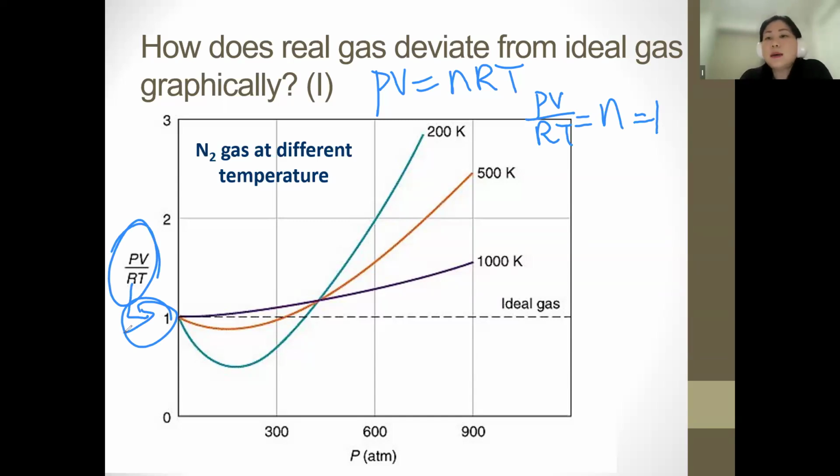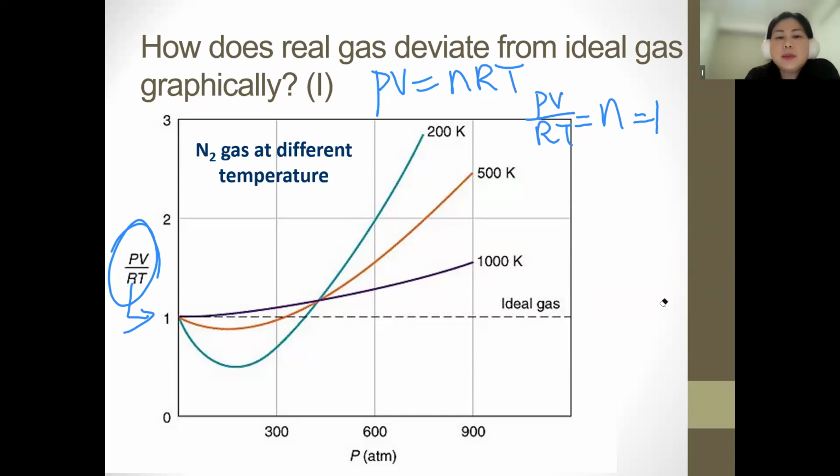Now, if the gas behaves ideally, based on the equation PV equals nRT and n equals 1, this line here is the line where the gas will behave ideally, because that is where n equals 1. So this line is where the gases behave ideally. Let's look at this graph and see how we interpret it.